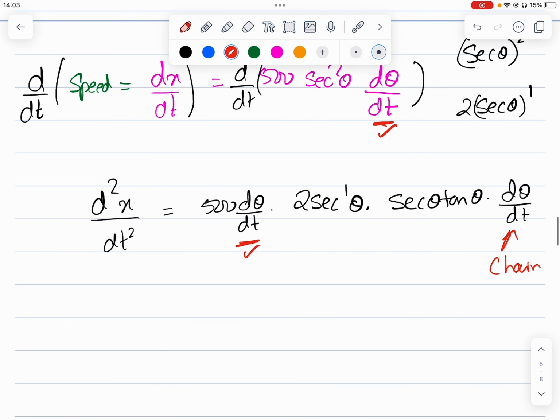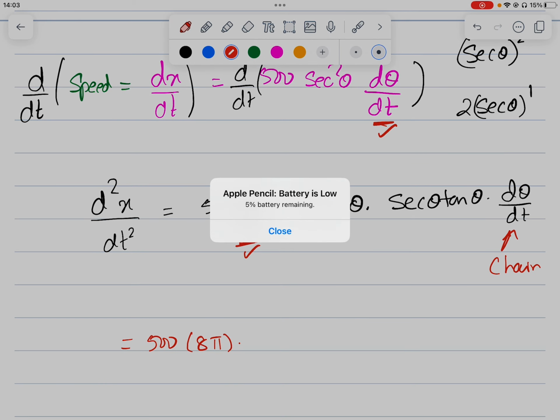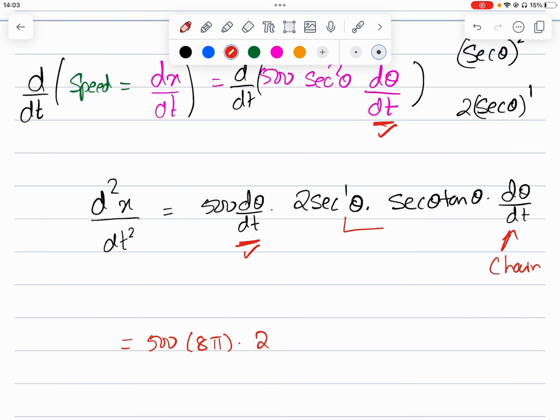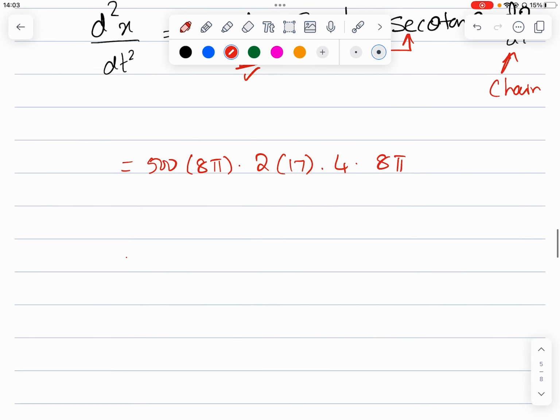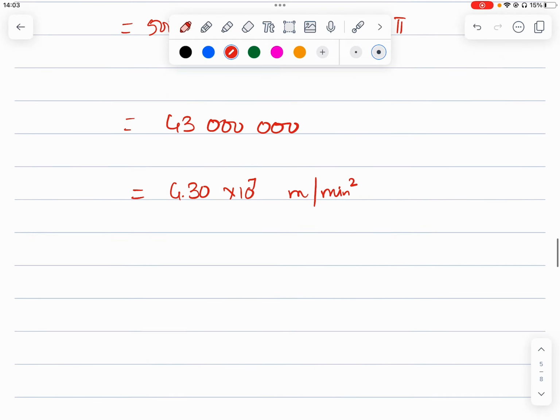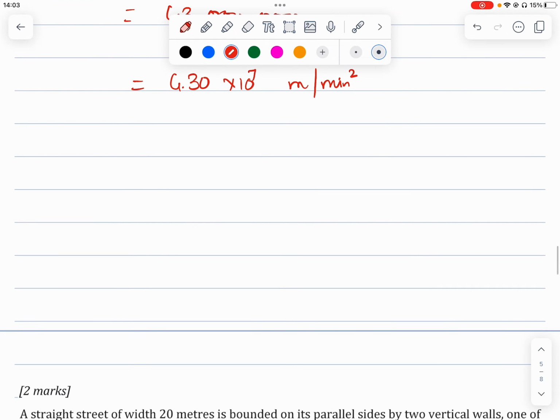Now what am I going to do? I'm just going to plug in: 500, d theta by dt is 8 pi, times 2, times secant theta times secant theta, which is secant square theta, which was 17, tan theta was 4, and d theta by dt is 8 pi. Simplify this, I will get the answer as 4.30 times 10 power 7 meters per minute square, because it is acceleration. That's question number 4.